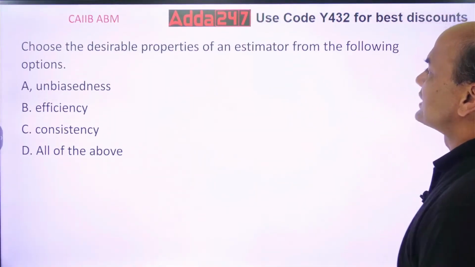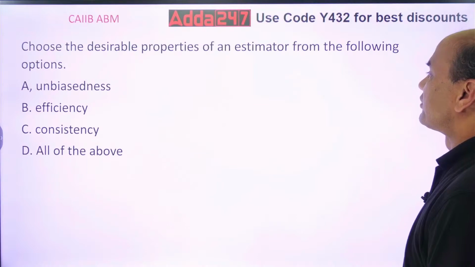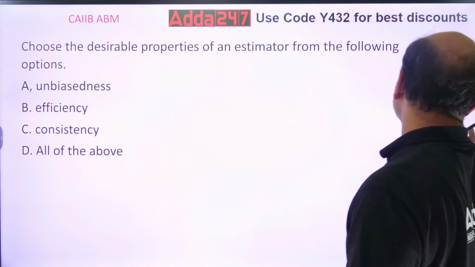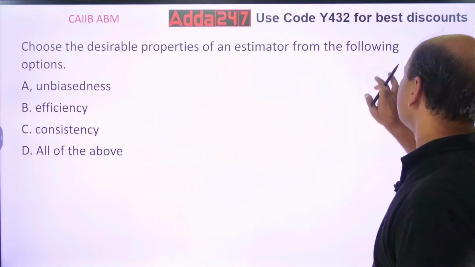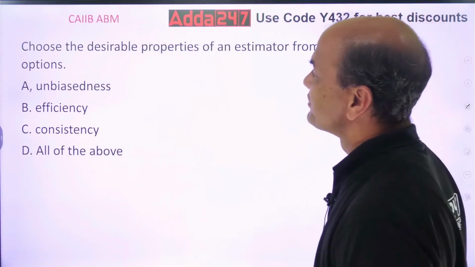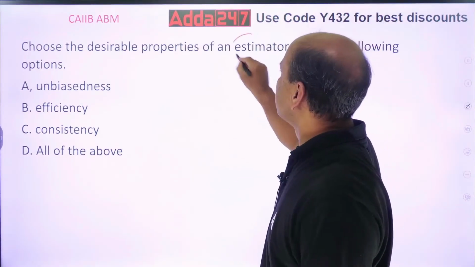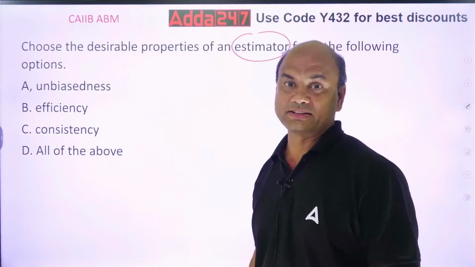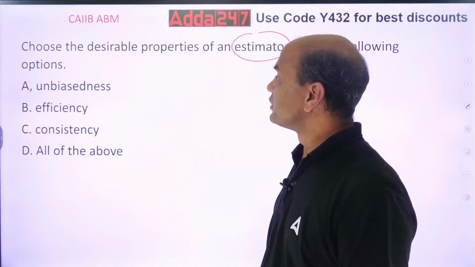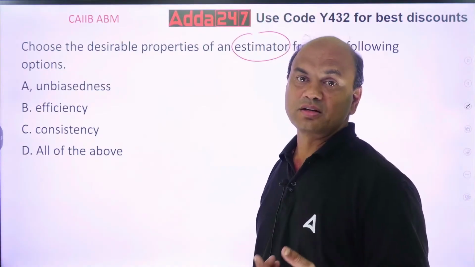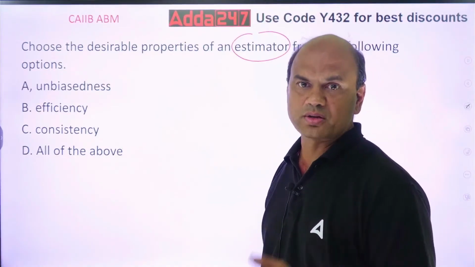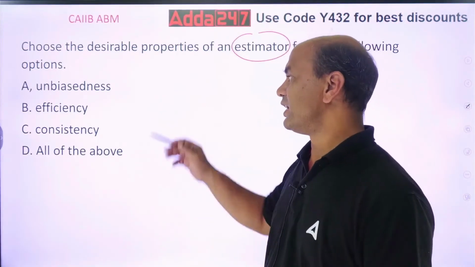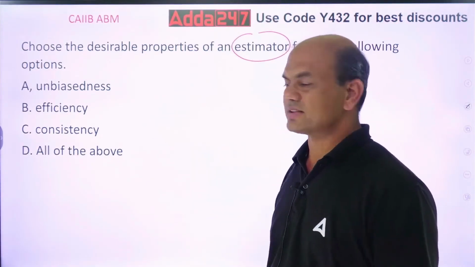Choose the desirable properties of an estimator from the following options. Desirable properties of an estimator. So what is an estimator? This is a chapter of estimation in your book, Module A, estimation. An estimator means it's a tool or a pivot, you can call it. It should be unbiased, efficient, consistent, or all of the above.